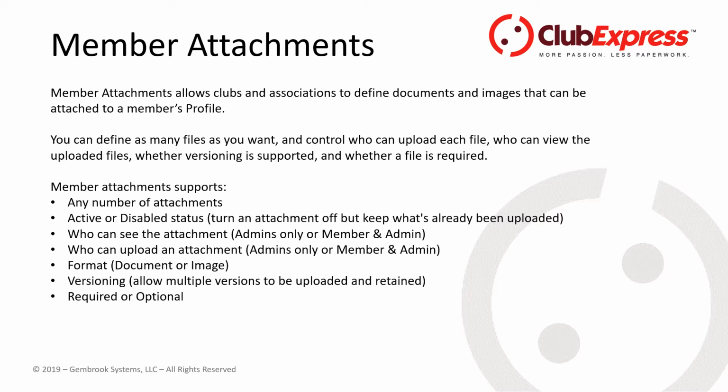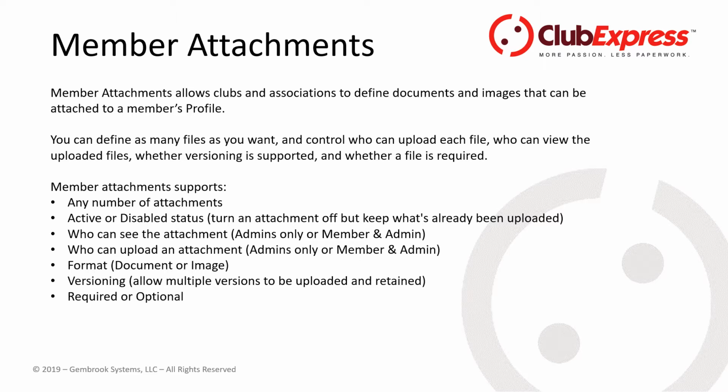In this particular case, we're interested to see how people are going to be using it. You can define as many of these attachment types as you want and control who can upload each file, who can view the uploaded files, whether multiple files or versioning is supported, and whether or not this file is required. So just to give you an overview of the things that attachments support, you can have any number of attachments. You can enable or disable attachments as you need them. If you disable it, it just simply doesn't let people add new documents. It takes it off of their screen, but it keeps whatever has already been uploaded.